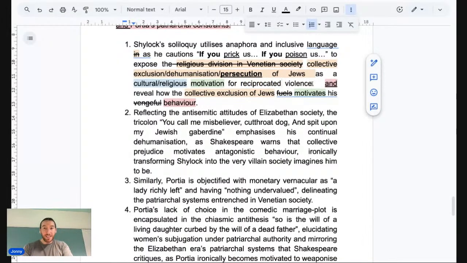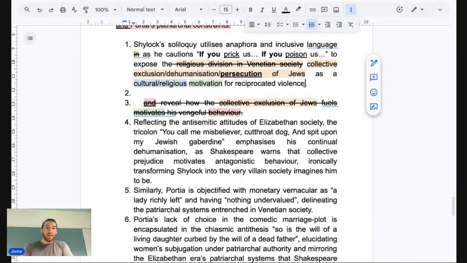See how we're doing that? This takes a while to do sometimes. But if you can really dial it in and not use generic language, but use language that really makes sense. Why am I saying violence? Because of poison and prick. Why am I saying reciprocated? Because he says, if you do this, I'll do this. I'll retaliate. So you could have said retaliatory behavior as a cultural motivation for reciprocal or reciprocated violence. Okay, that sounds nice. So we'll just get rid of everything else. But you see, the reciprocated is the if you, then will do this. And that's the really key word there.